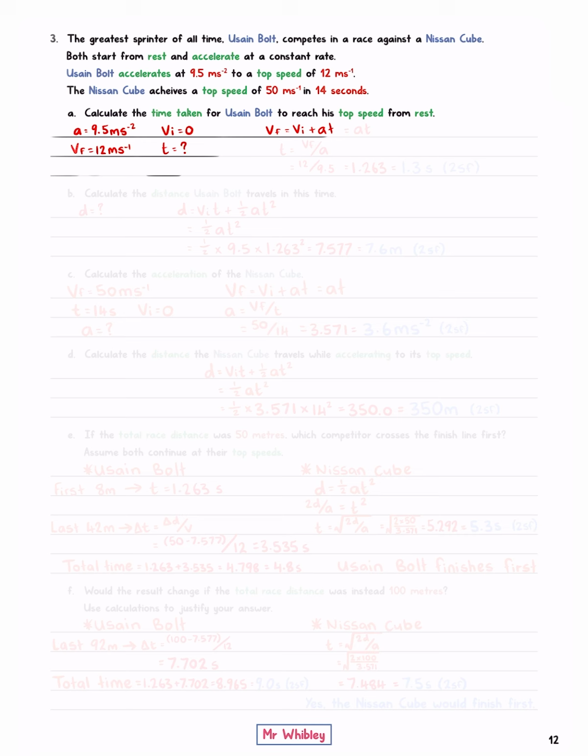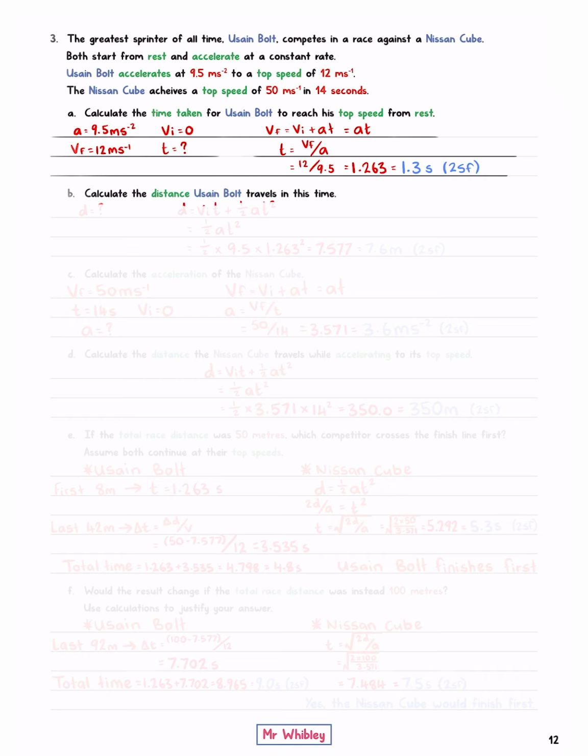Vi is 0, so we just have at. Solving for time by dividing both sides by acceleration, putting our numbers in, gives us 1.263 or 1.3 seconds to two significant figures. Calculate the distance Usain Bolt travels in this time.